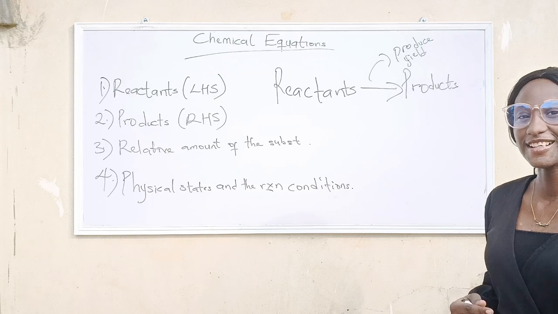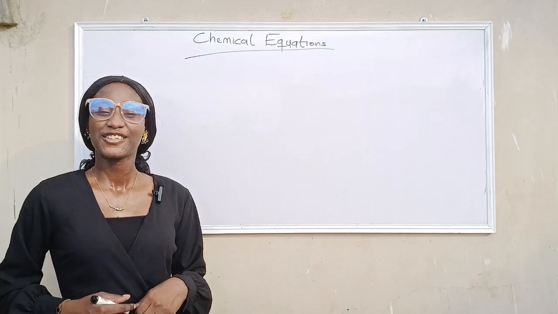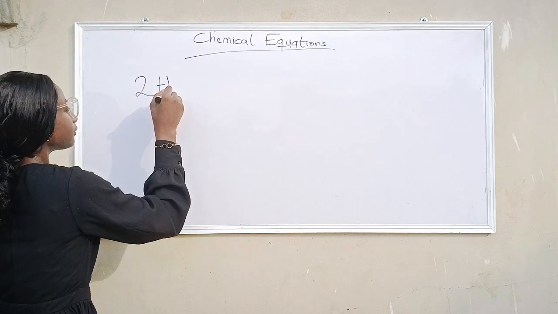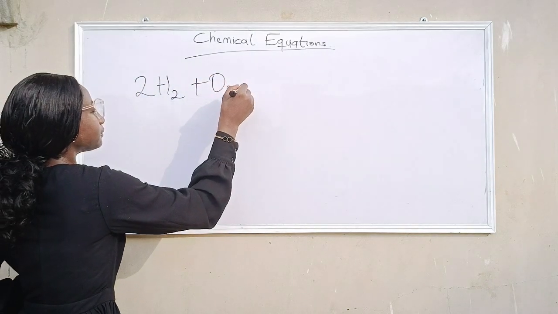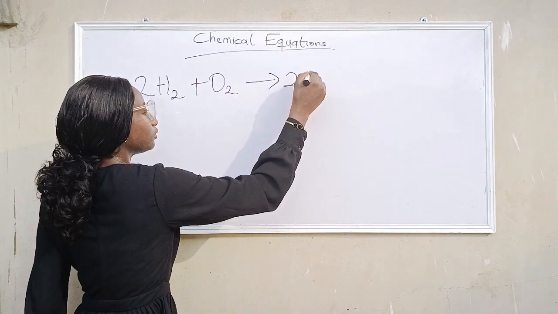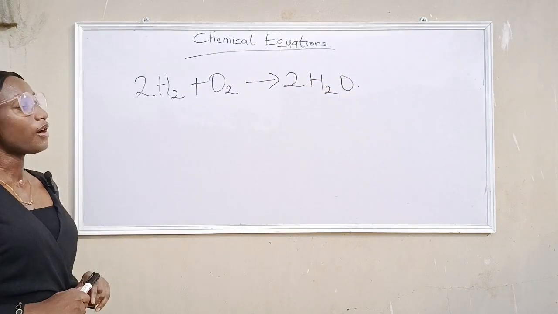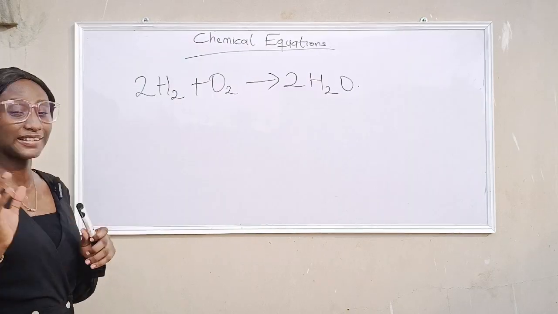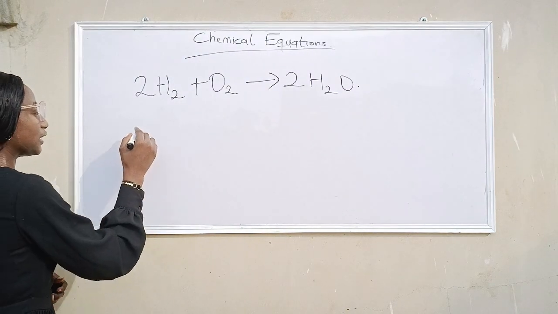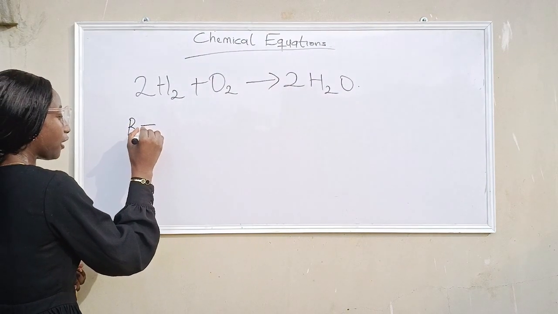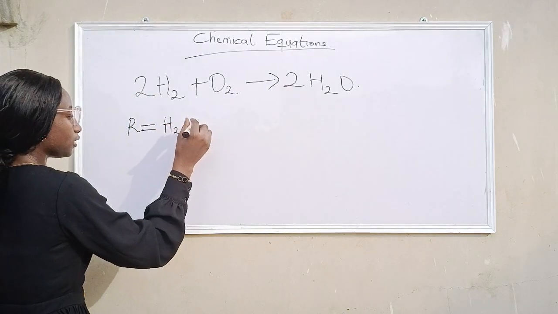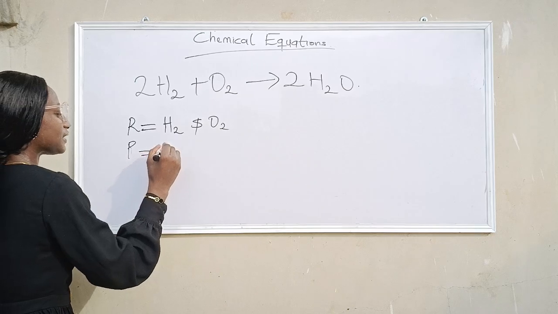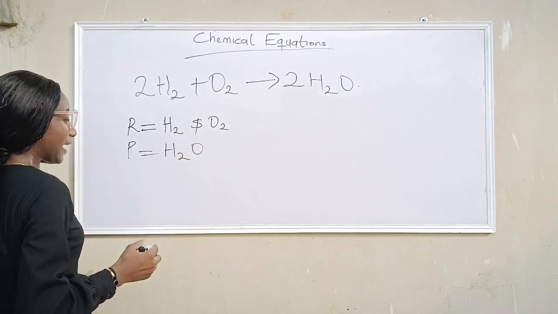All right, so let's look at an example. So let's consider the formation of water. All right, so this is the chemical equation for the formation of water. It's saying now we can tell our reactant. What is our reactant? Hydrogen molecule and oxygen molecule. What is our product? Our product is water, which is H2O, right?